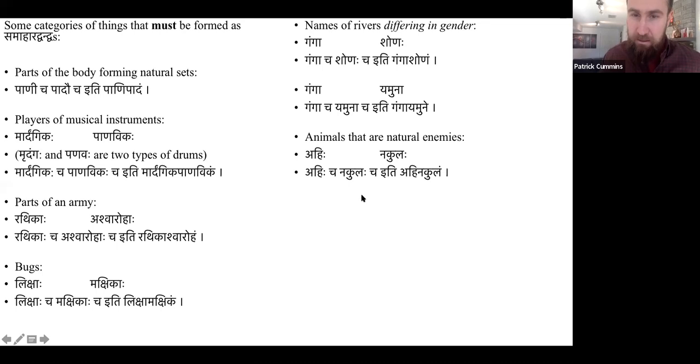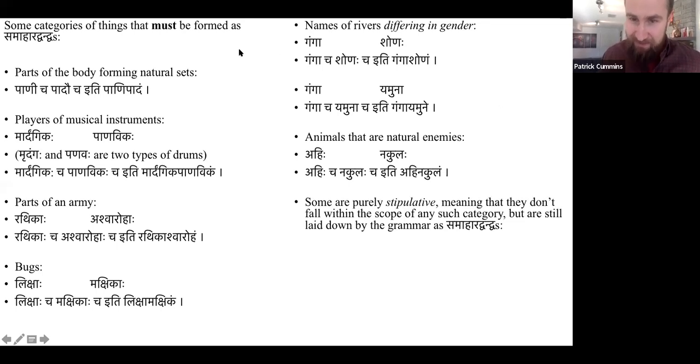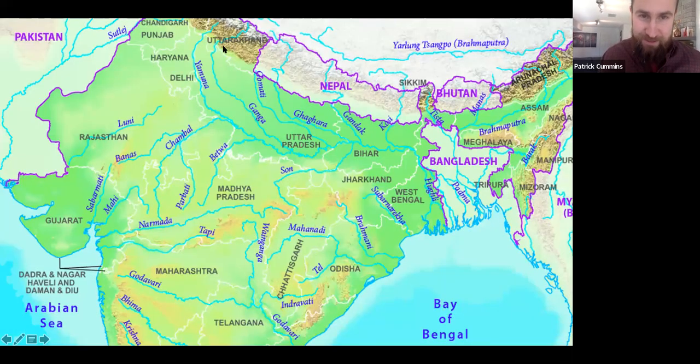Ahi-nakulam. And unfortunately, there are some things that are purely stipulative, meaning they don't fall in any category, but they still end up as samahara dvandvas. So like dasi-dasam, female servants, male servants, putra-pautram, sons and grandsons. And just in case anyone was curious, this is the Shona. It's a tributary of the Ganga, and the Ganga is up here and goes all the way down through here. This is kind of Mahabharata land up here. So Hastinapura is up here on the Ganga, and Indraprastha is on the Yamuna.